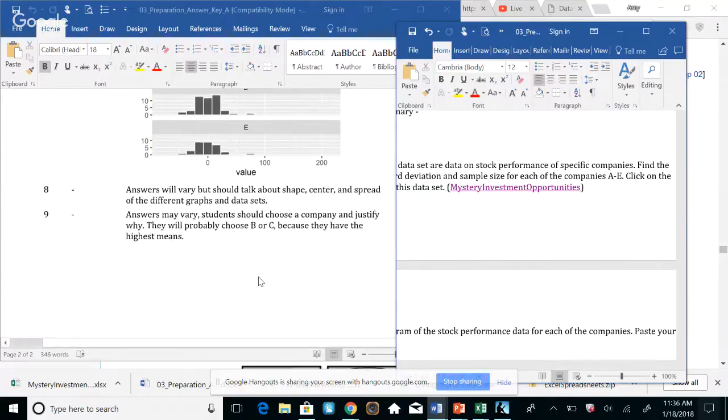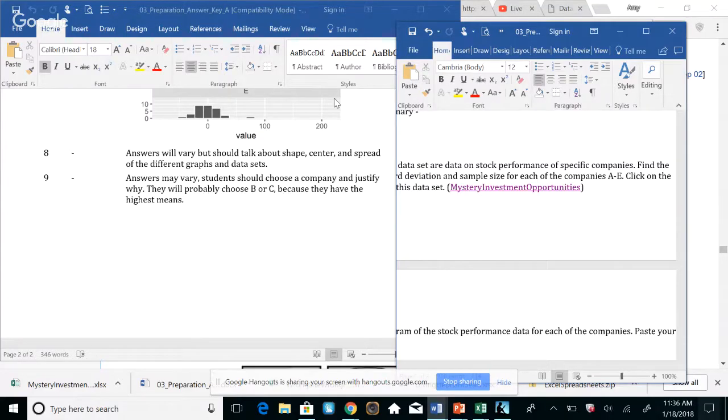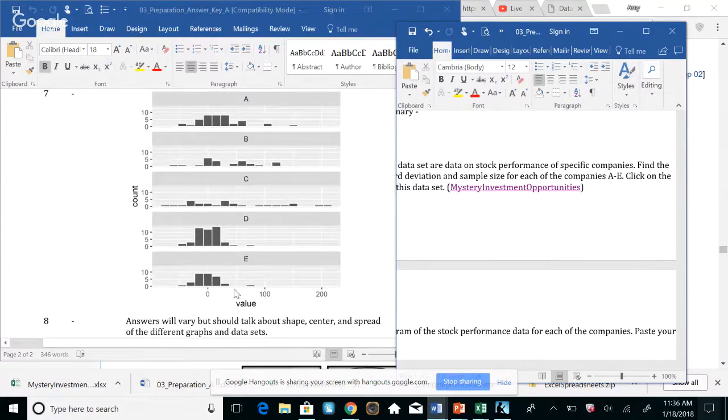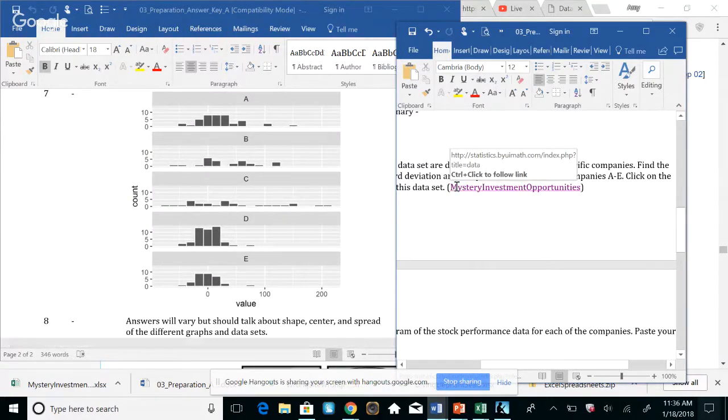It says, do you want higher peaks or...? They will probably choose B or C because they have the highest means. That's interesting. Yeah, because they have the highest means, but that's what you and I were talking about. Do you want the higher peaks, or do you want the more amount of money and you're getting their average? It seems like you would want the ones that on average are making the most, right?